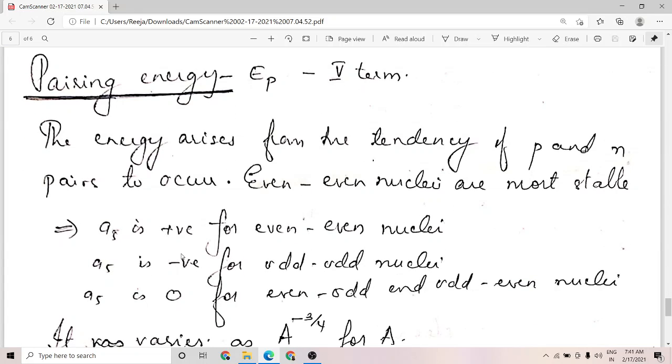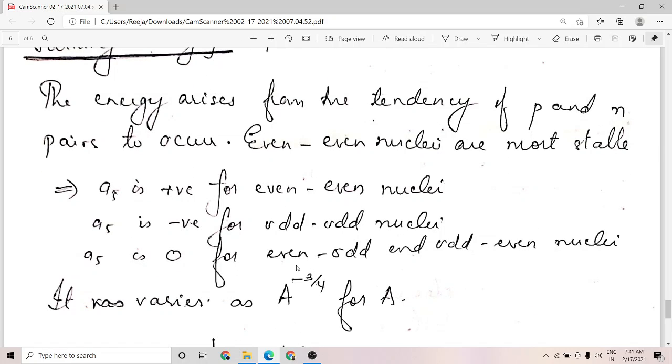Next, we come to the pairing energy term, that is the fifth term in the semi-empirical formula for the binding energy. This pairing energy arises from the tendency of protons and neutrons to occur in pairs. We have already learned earlier that even nuclei are the most stable. So if our nucleus contains an even number of protons and an even number of neutrons, then A5, the constant in our fifth term, is positive. If we have odd nuclei, that is an odd number of protons and an odd number of neutrons, then A5 is negative. And our constant A5 is 0 when the nuclide is even-odd or odd-even.